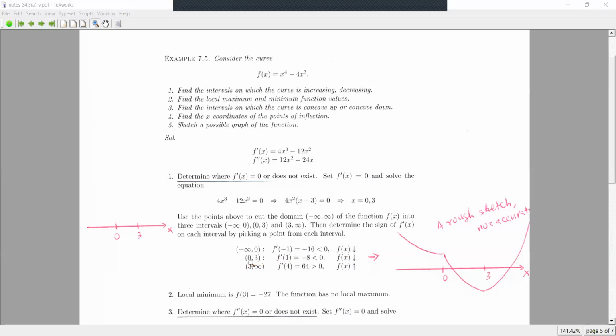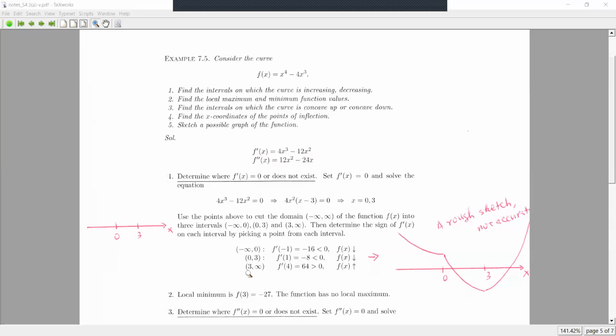Now, second interval. To determine the sign of the derivative, I arbitrarily pick a point from this interval, say pick 1. Plug in 1 for x here. The derivative at 1 is 4 times 1 to the third minus 12 times 1 squared, -8. Less than 0. So on this interval, the derivative is less than 0. The derivative is the slope. The slope of the curve is less than 0. So the curve is decreasing.